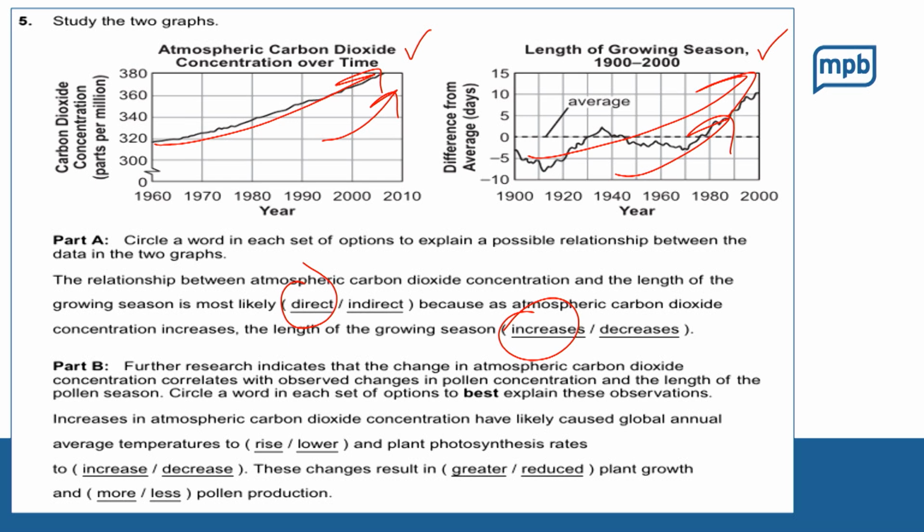Part B here says, further research indicates that the change in atmospheric carbon dioxide concentration correlates with the observed changes in pollen concentration and the length of the pollen season. Circle a word in each set of options to best explain these observations. Okay, so increases in atmospheric carbon dioxide concentration have likely caused global annual temperatures to rise. We've talked about that in the last video. And plant photosynthesis to increase. Okay? These changes result in greater plant growth and more pollen production.